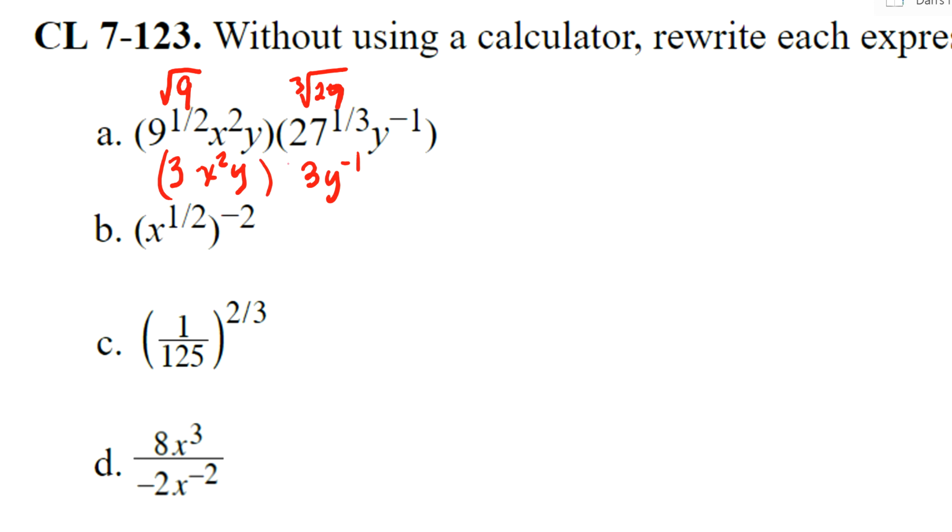Okay. Now, since we're multiplying these, we do multiply the numbers. So we would have 3 times 3 is 9. But then the exponents, we would add the exponents. So we only have this x squared right here. So I would just put x squared. But we have a y to the first power. We can assume this has a first power on it. Plus y to the negative 1 power. So that's just y to the 0 power. Which y to the 0 power is 1. That just cancels out. So your final answer would be 9x squared.